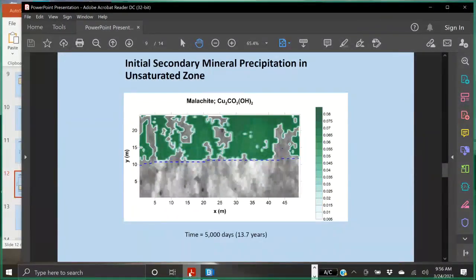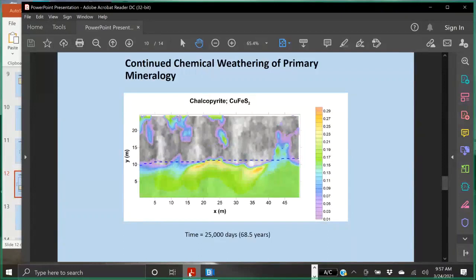Similar to the 1D results, you can see that there are areas in the vadose zone where malachite has precipitated. These are zones where the water saturation is less than 0.7 and atmospheric oxygen is present. After more time has elapsed, the results here are shown for 68 years. More of the chalcopyrite in the vadose zone has dissolved, and some of it is actually reprecipitating near the water table, contributing to the formation of an enrichment zone where reducing conditions are encountered.